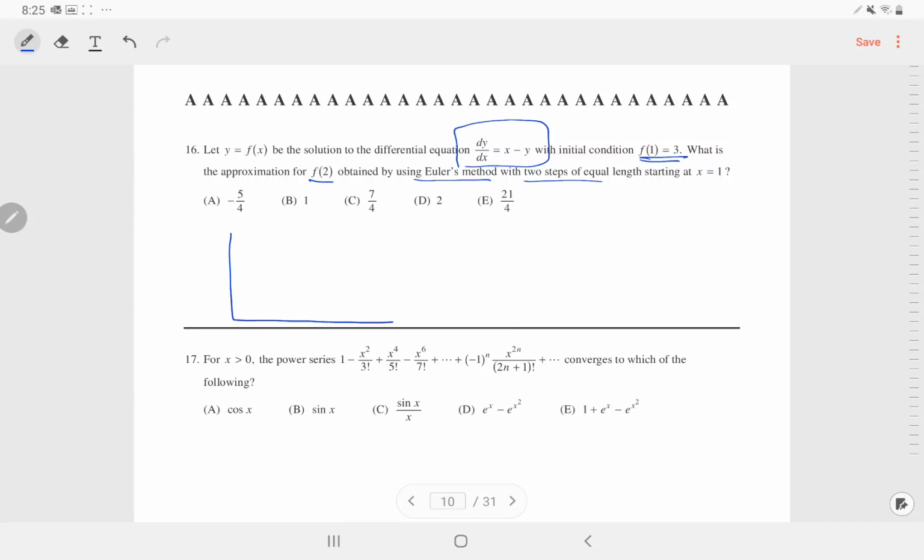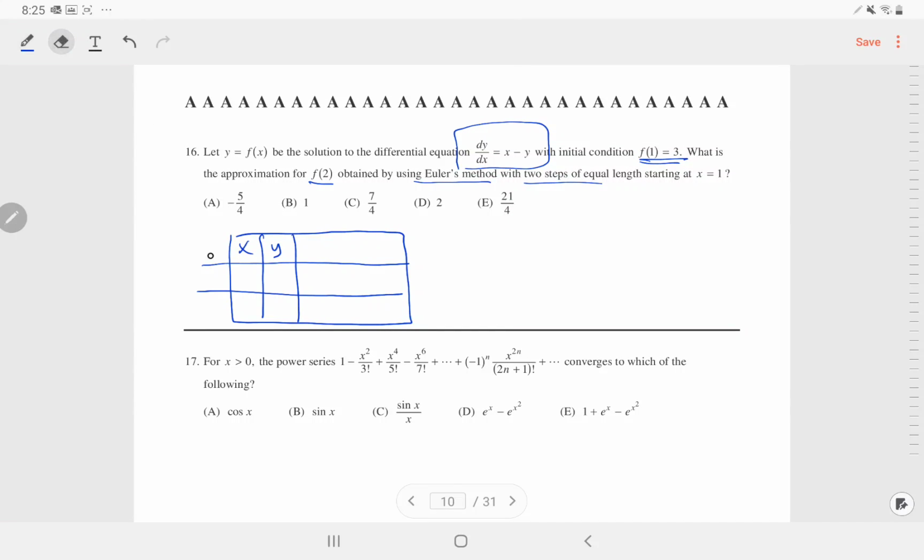I don't know about Mrs. Tefanction and Mrs. Herzog, how they like to do it, but I like to do a chart. So I do X, Y. I don't actually think it goes in the front. I think it just starts with X, Y. Okay, so X, Y, and then I do M. And then I do M times delta X. And then I do new Y.